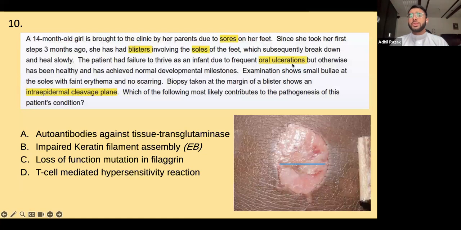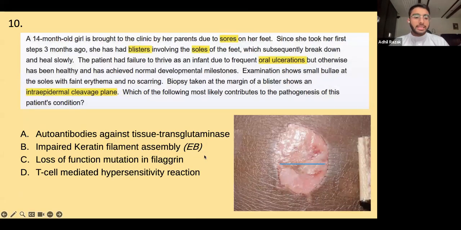And the patient has frequent oral ulcerations, but otherwise she's been healthy and has developed normal development milestones. Examination shows small bullae with faint erythema and no scarring. Biopsy taken on the margin of the blister shows intraepidermal cleavage plane. So pretty much like the epidermis falling apart. Which of the following most likely contributes to pathogenesis of this condition?